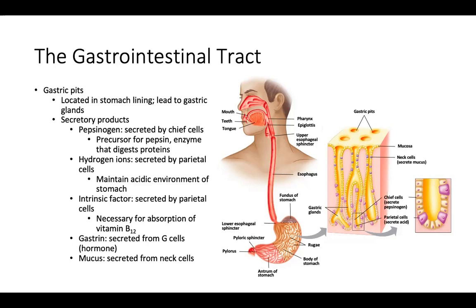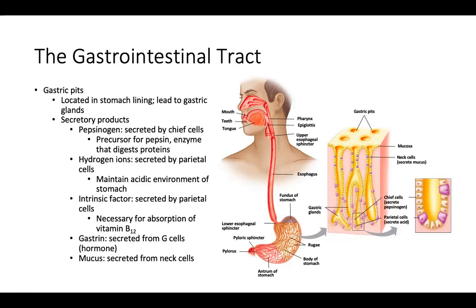Now, there are several different cells found throughout these gastric pits or glands, and they help to secrete the contents into the stomach lining. First of all, we've got chief cells. These are the first types of cells that we encounter. Chief cells secrete pepsinogen. Pepsinogen is the precursor, that suffix gen meaning that it's inactivated, and it eventually becomes pepsin. Now, pepsin is what's responsible for the initial digestion of proteins.